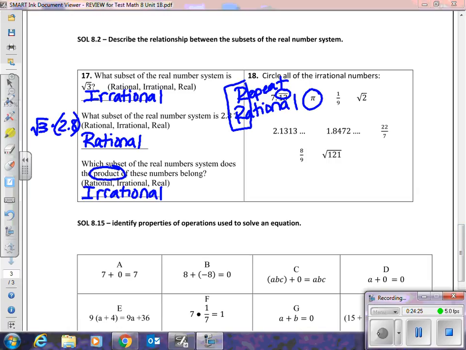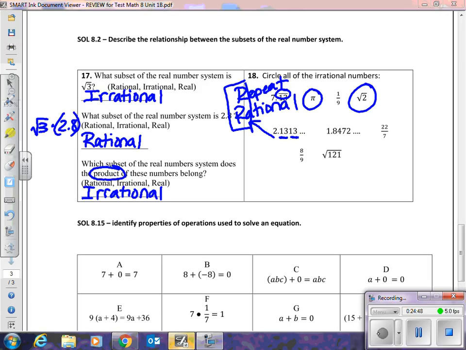Because it made a decimal that filled up your whole screen, the square root of 2 is definitely considered irrational. So then when you go to the next row, you see 2.1313 dot dot dot. Do not be fooled by that dot dot dot. Look to see if that decimal has a repeating pattern. I can tell that 13 and 13 are going to keep repeating. Because it has a repeating pattern, it is going to be rational, so do not circle it.